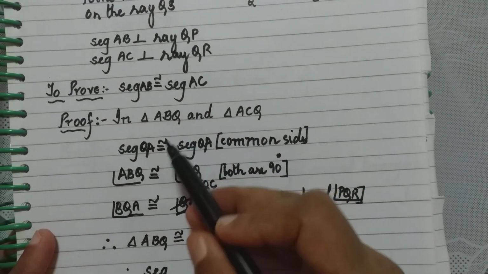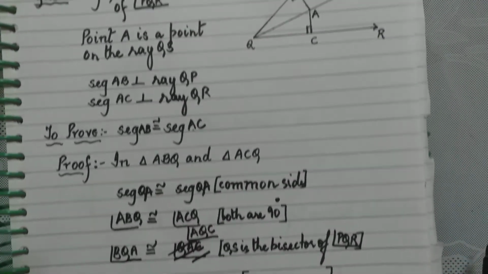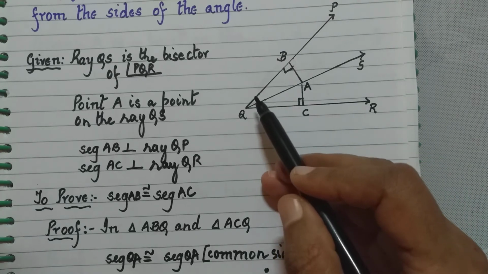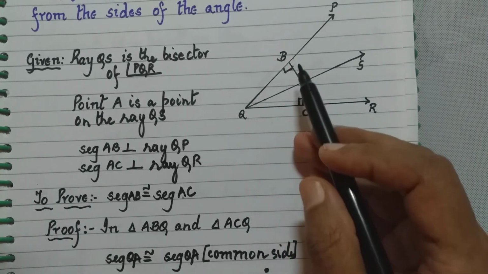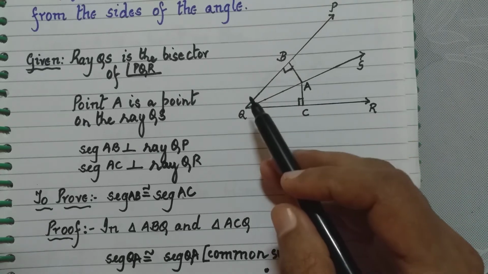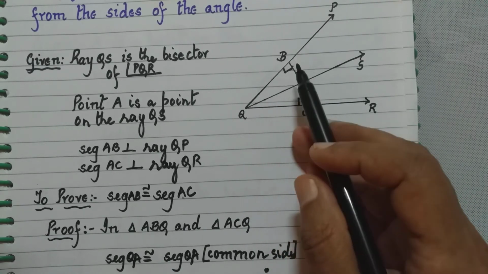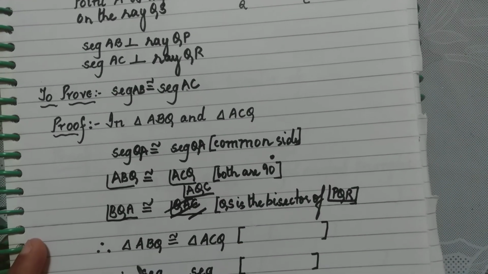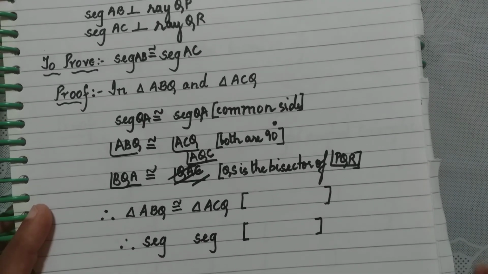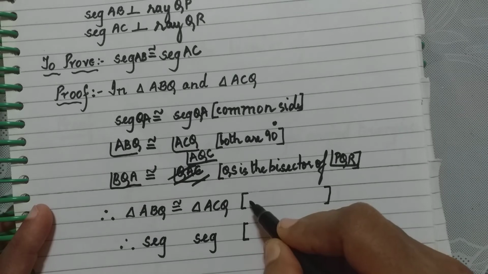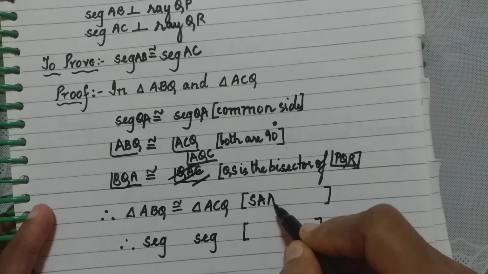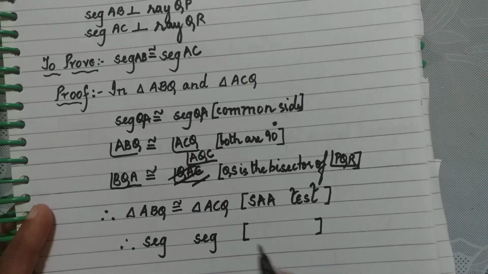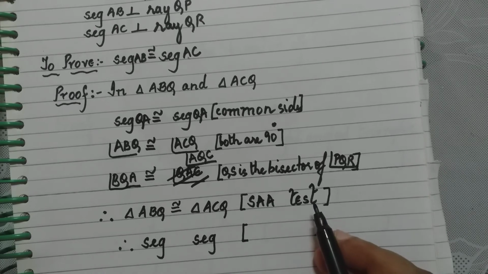So now we had one side, one angle and one angle. Let us see in the figure here. This is the side, then we have here one angle and here one angle. It is not in between both the angles. The side is not in between both angles. One side, angle and angle. Therefore, the two triangles, triangle ABQ congruent to triangle ACQ by the SAA test. The two triangles are congruent by the SAA test.